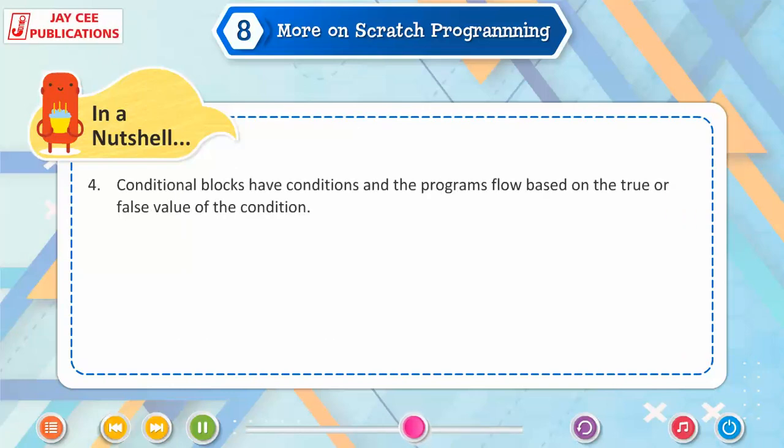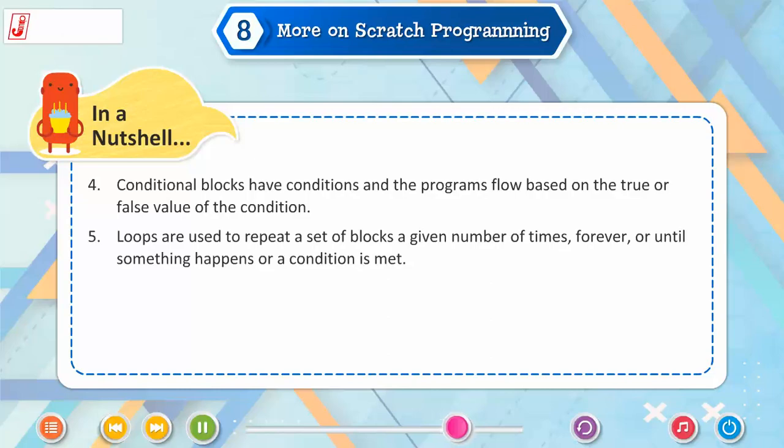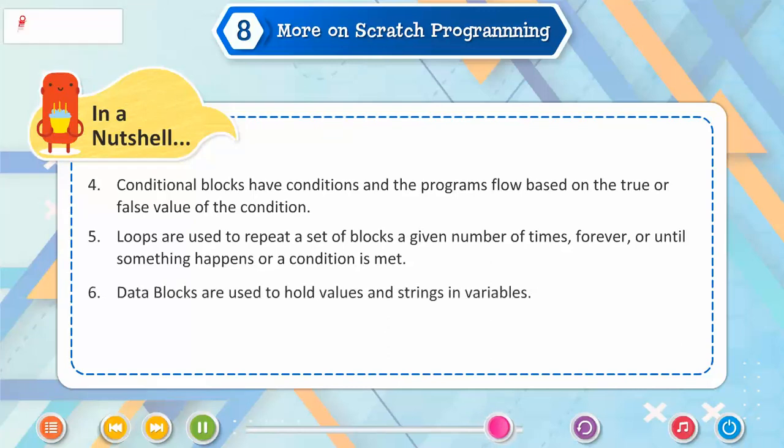Conditional blocks have conditions, and the program flows based on the true or false value of the condition. Loops are used to repeat a set of blocks a given number of times, forever, or until something happens or a condition is met. Data blocks are used to hold values and strings in variables.